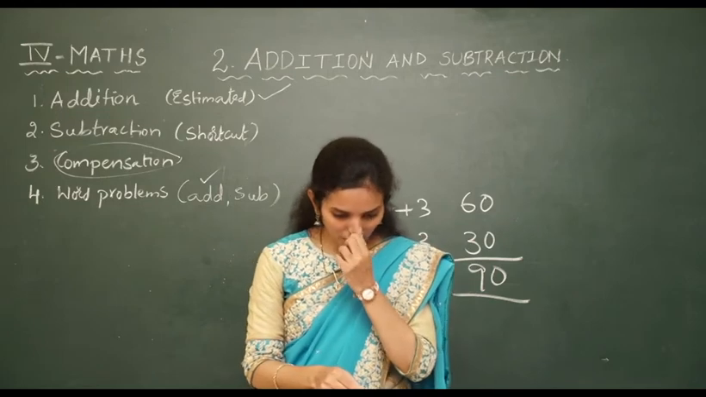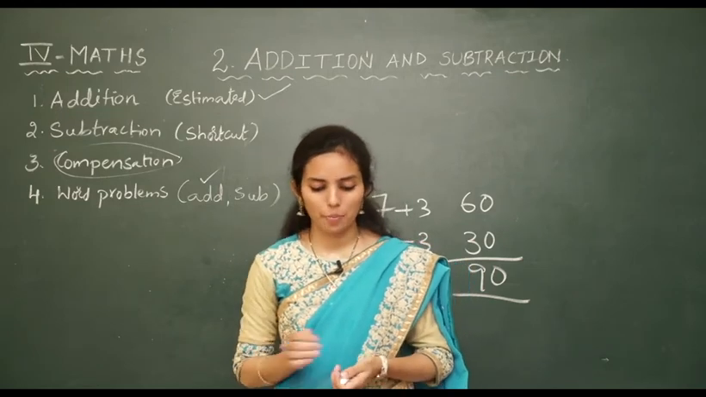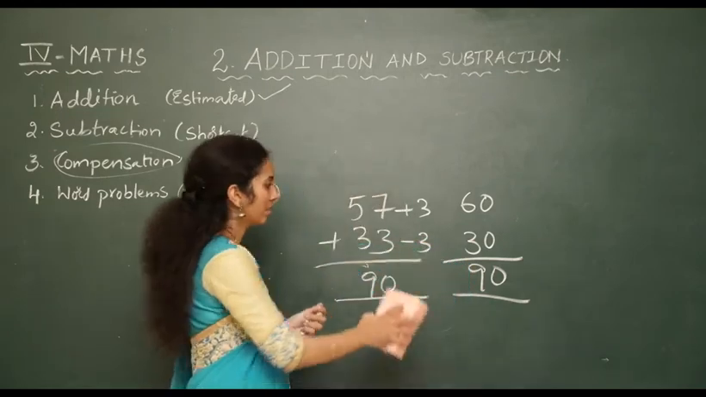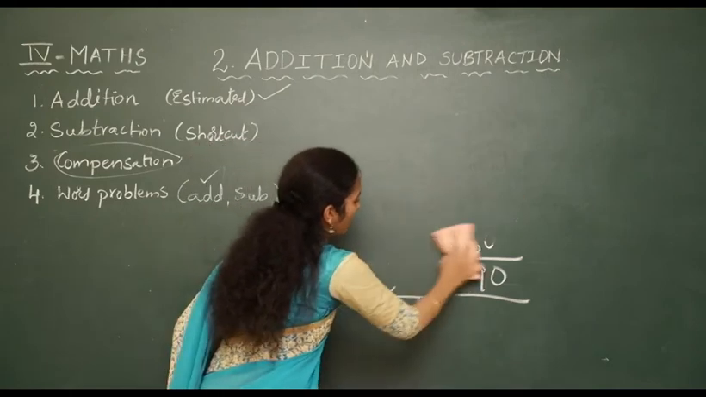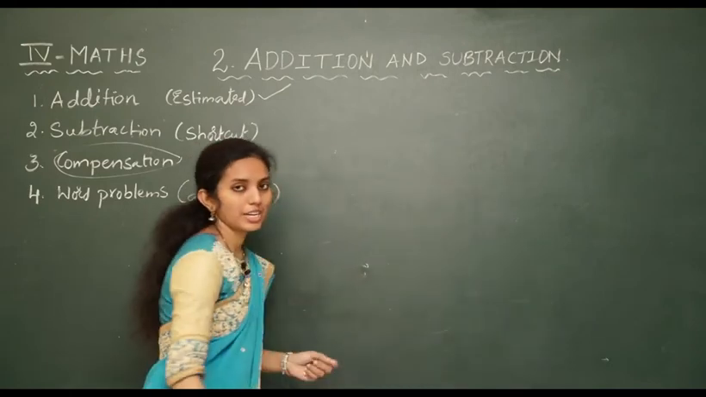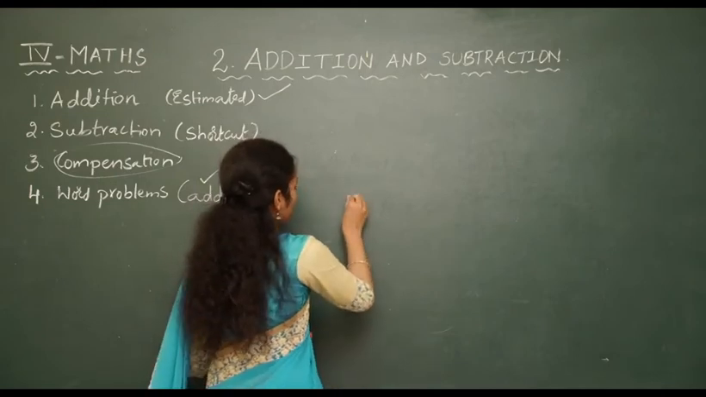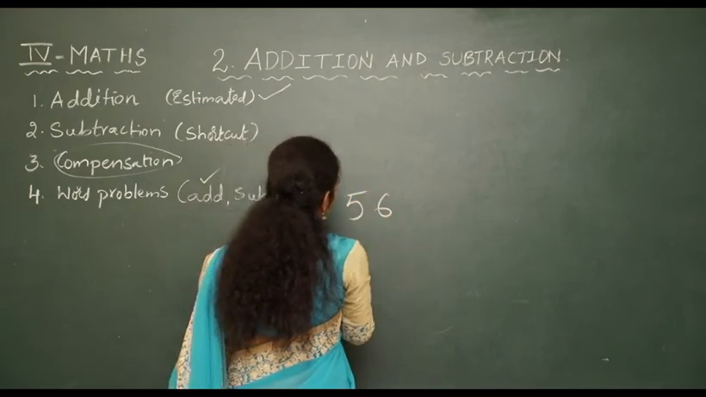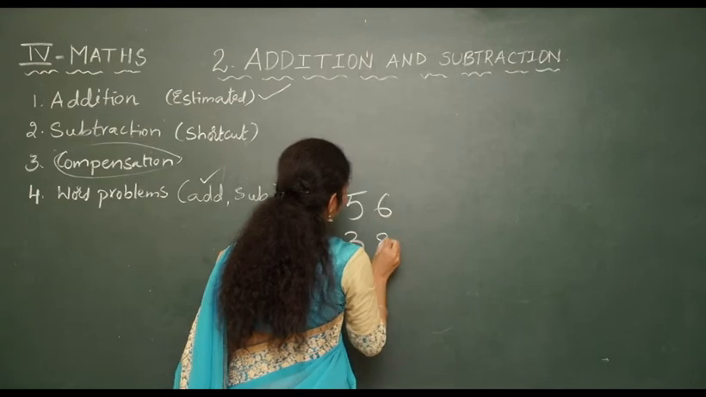Subtract each of the following pairs by using the compensation. Next question is of compensation subtraction. Now 56 minus 38.